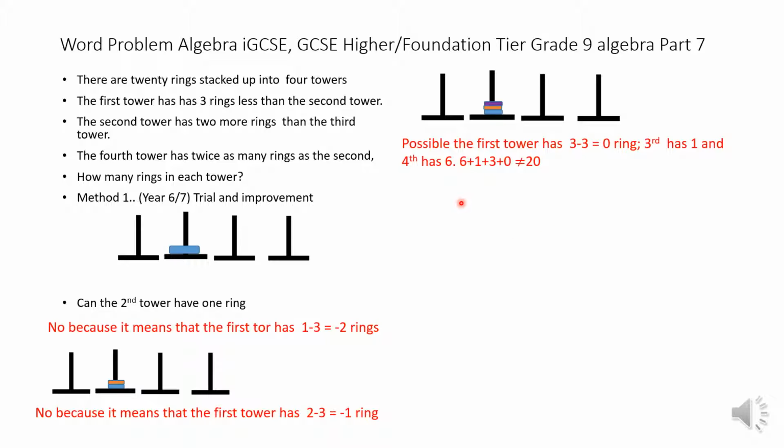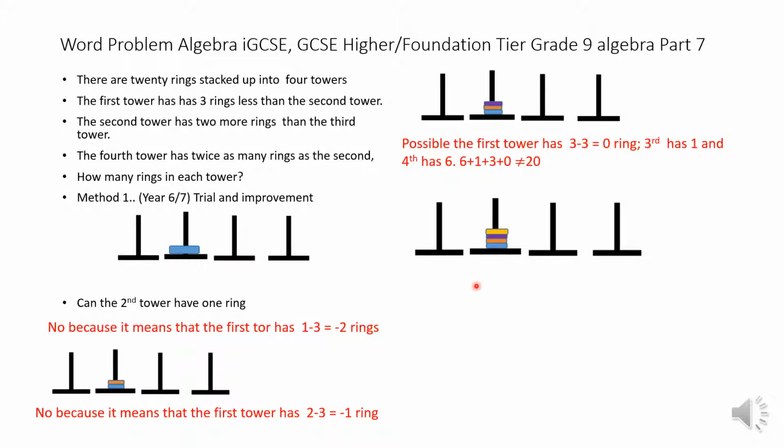Now, if we add 6 in tower 4, plus 1 in tower 3, plus 3 in tower 2, plus 0 in tower 1, we have 10 rings altogether, and 10 is not equal to 20, because we're looking for 20 rings. So having 3 rings in tower 2 is not part of the solution. Don't forget, in the current GCSE system, you must give some reasoning.